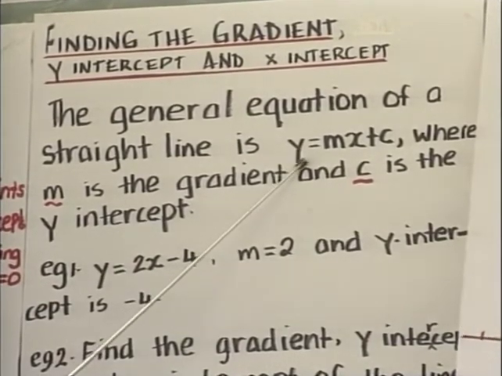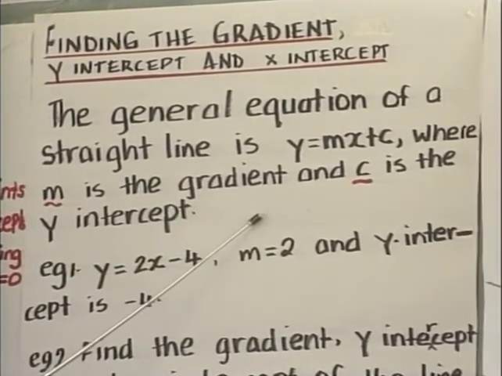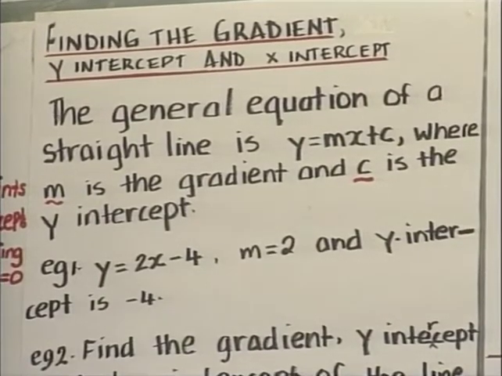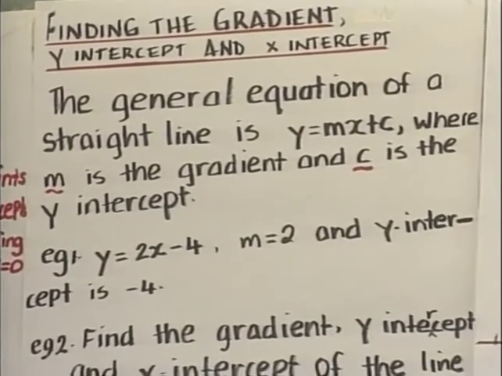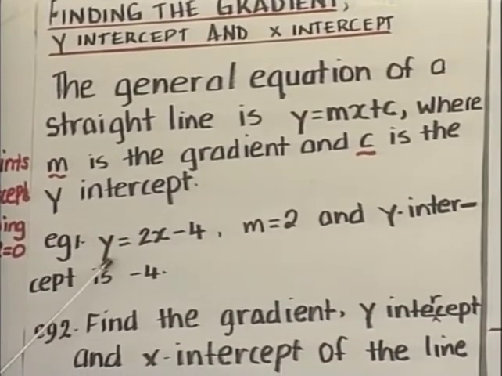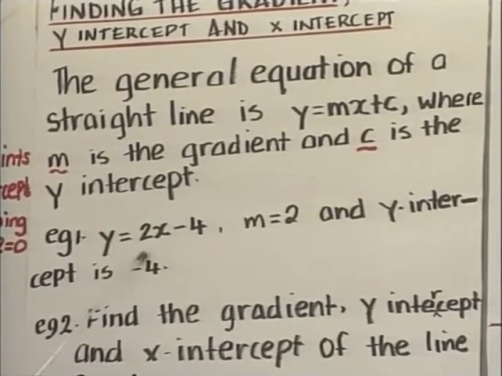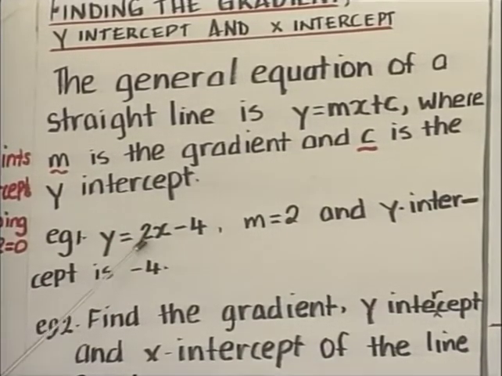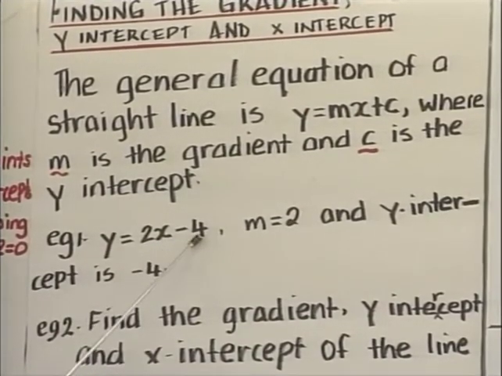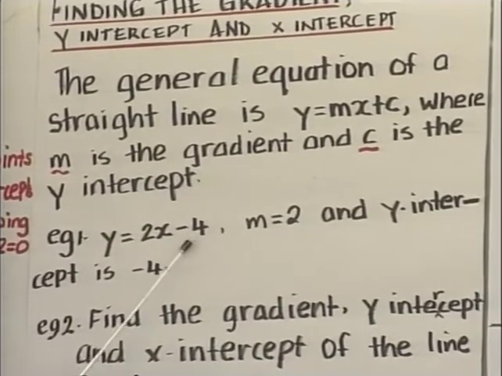The equation of a straight line is y equals mx plus c, where m is the gradient or the slope of the line, and c is the y-intercept. It's the point where the line cuts the y-axis. All right, for instance, I've got an equation here, y equals 2x minus 4. It's very easy to see from the equation here that this is m and this is c. It's like y equals mx plus c. So m is 2, the gradient is 2, and the y-intercept is negative 4.